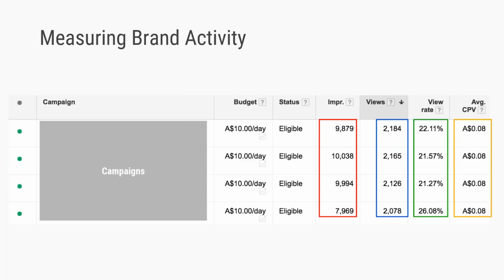So if you have different campaigns, or different creatives, it will give you an idea which creative has a higher view rate, which creative has a higher CPV, and you can take decisions accordingly. You can activate, you can pause, make changes accordingly.